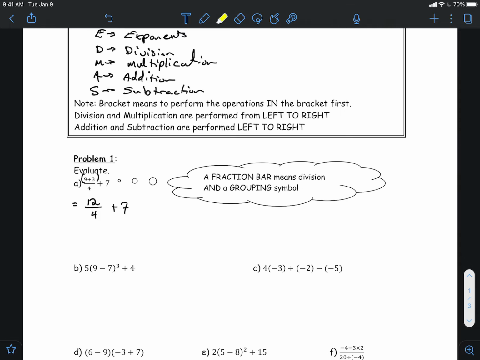Okay, let's see if I follow along here. I'll highlight this. And then what's next? What's BEDMAS tell us to do in this instance? Yeah, Polly? Division. Let's do the division. 12 divided by 4 should be 3, plus the 7. Now you can just straight up add it out and we're good. 10. Okay.